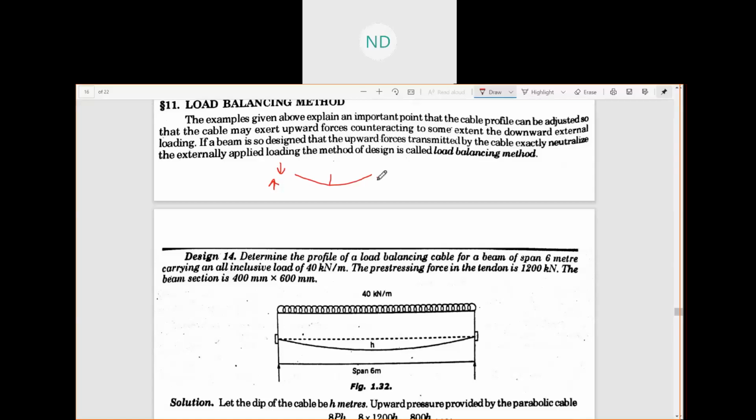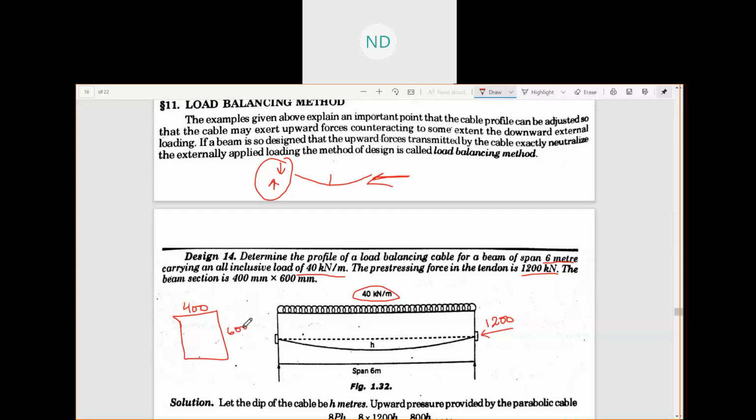When you want to neutralize some loads, you have to design accordingly. That means how much dip you are going to give, or how much pre-stressing force you have to give, such that these two loads are equal. So let us take this question. Determine the profile of a load balancing cable for a beam of span 6 meter carrying an all-inclusive load of 40 kilonewton per meter. The pre-stressing force in the tendon is 1200 kilonewton. The beam section is 400 into 600.